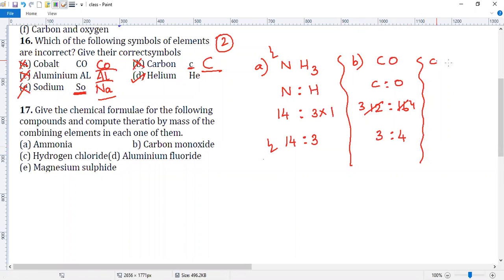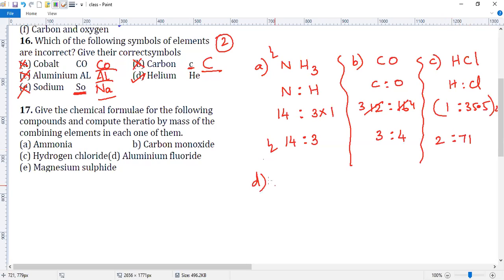Then subdivision C, it is hydrogen chloride. It is HCl. Hydrogen is to chlorine. So 1 is to 35.5. This is actually a decimal, so you can multiply this by 2. You will get it as 2 is to 71, right? So this will be the whole number ratio.